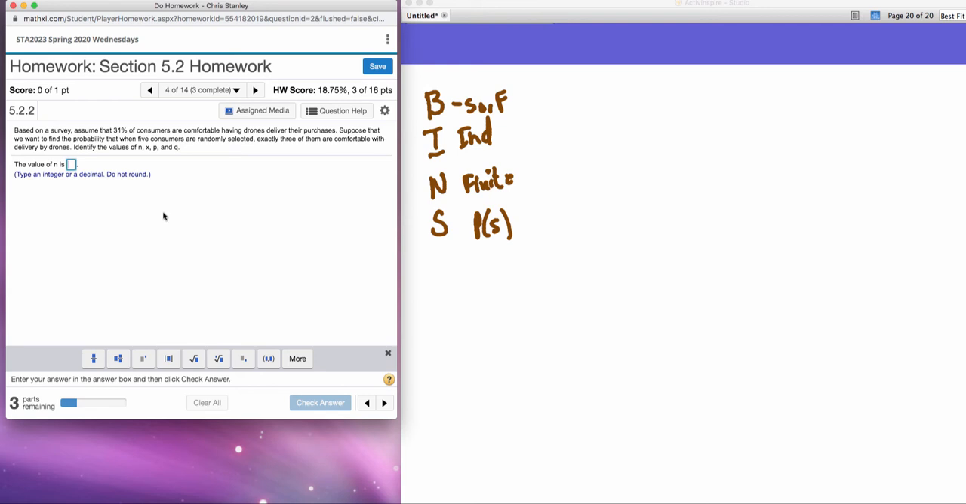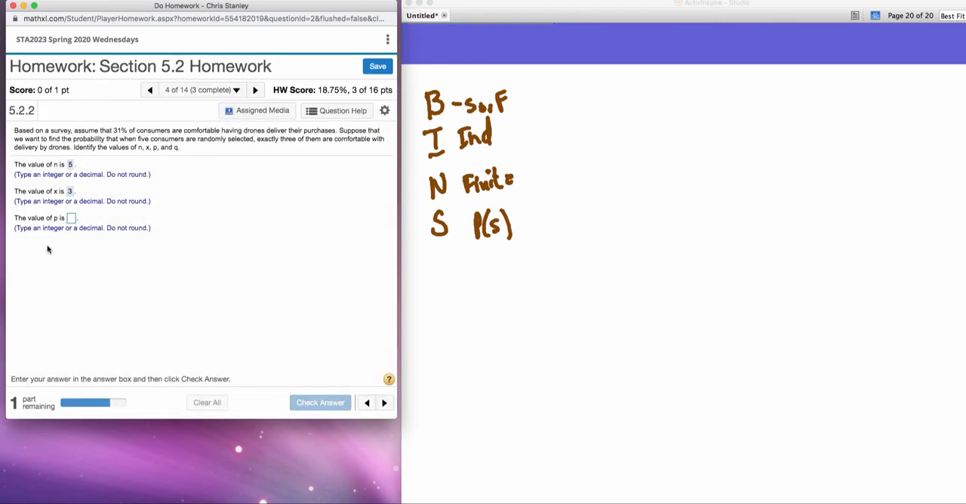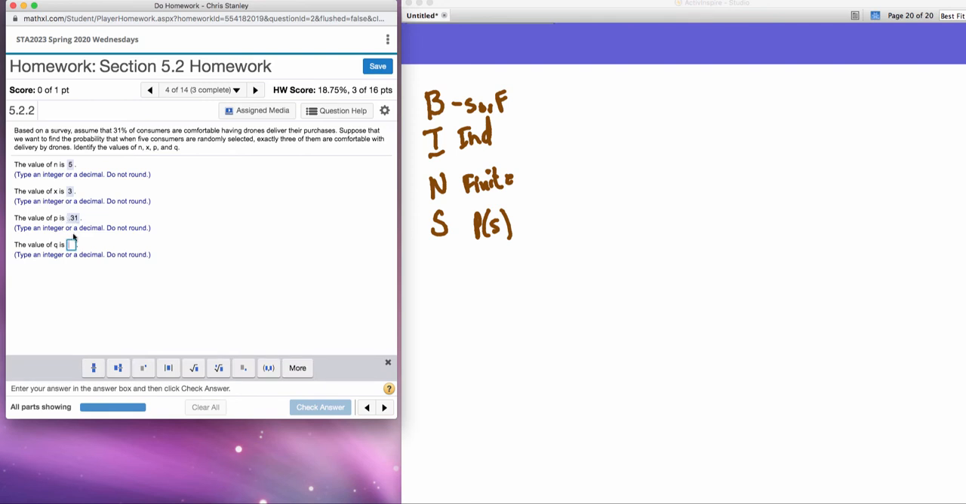N is how many customers or how many people they surveyed. So there's 5 people randomly picked. That's your N. X is out of those 5, how many successes were there? That's 3, exactly 3 of them. So X is the number of successes. P is the probability that they're going to be comfortable. That's 0.31. Q is the complement of P. If that's comfortable, Q is that they're not comfortable, so you just do 1 minus that.